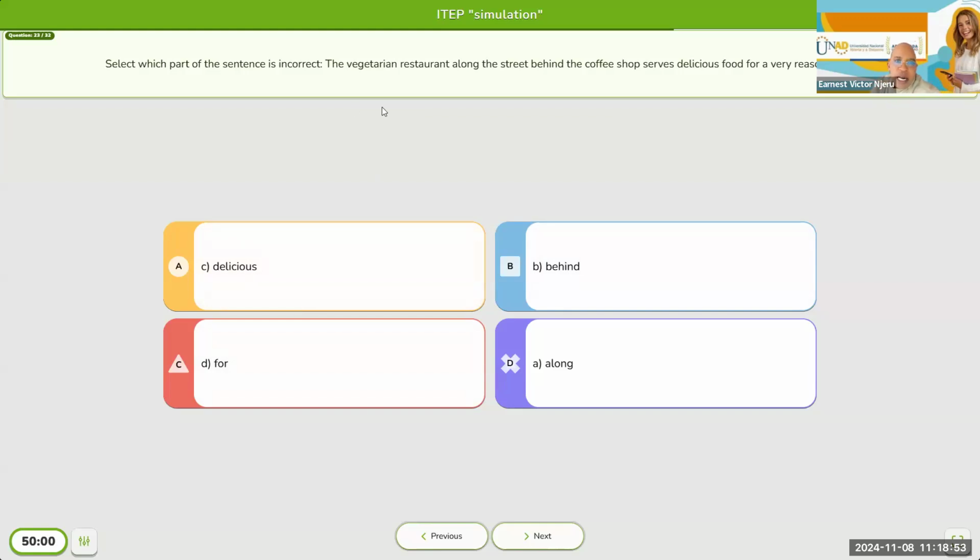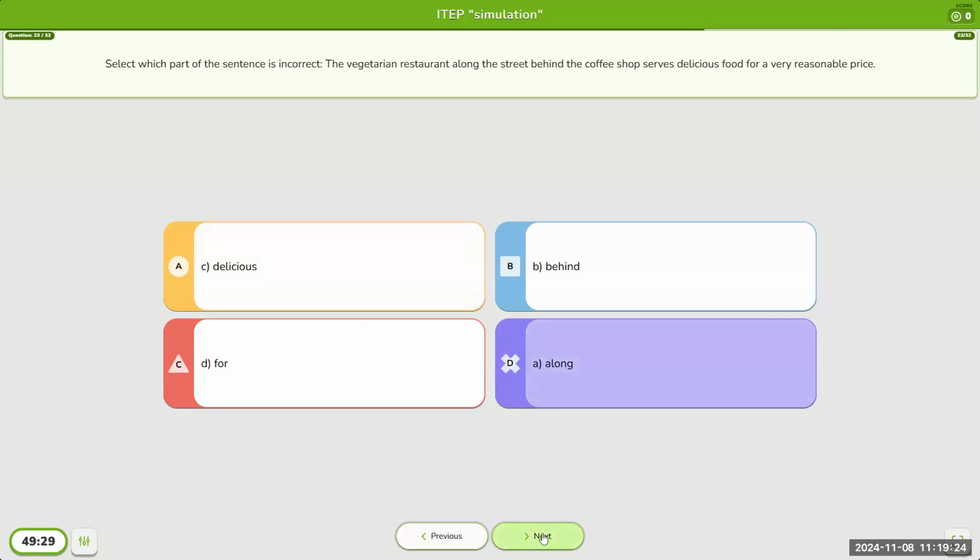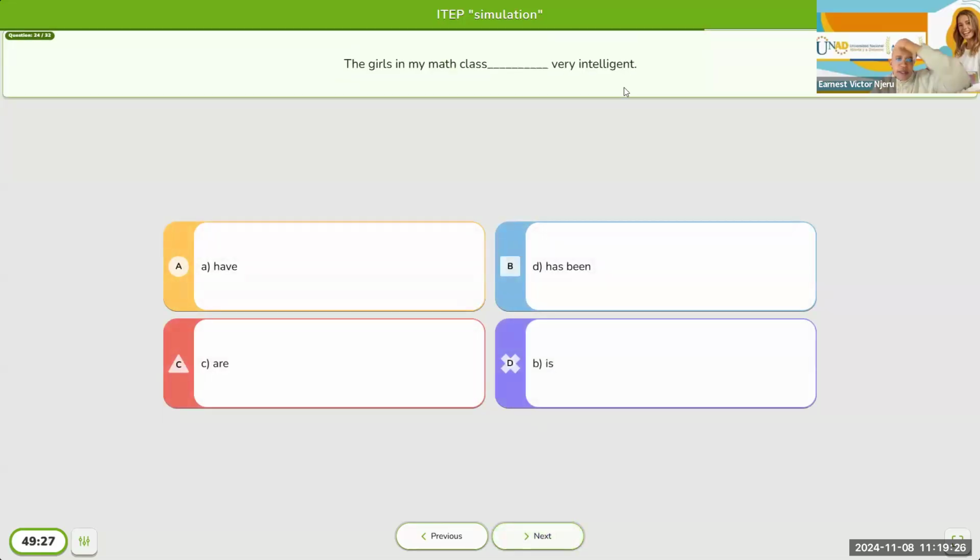Select which part of the sentence is incorrect. The vegetarian restaurant along the street behind the coffee shop serves delicious food for a very reasonable price. Which is incorrect? Teachers, which one? Maybe along. So you try to check the position, delicious food for. Okay, along. Good. This one is very easy.